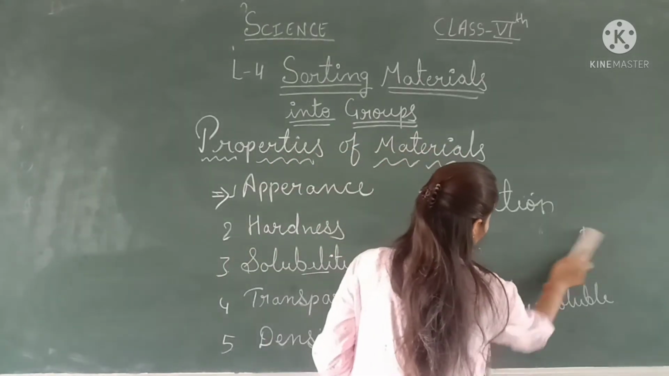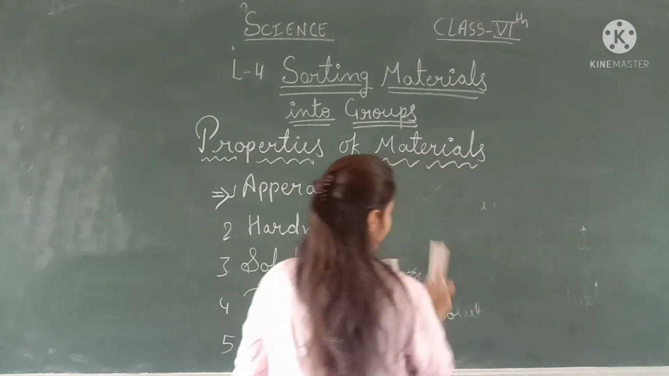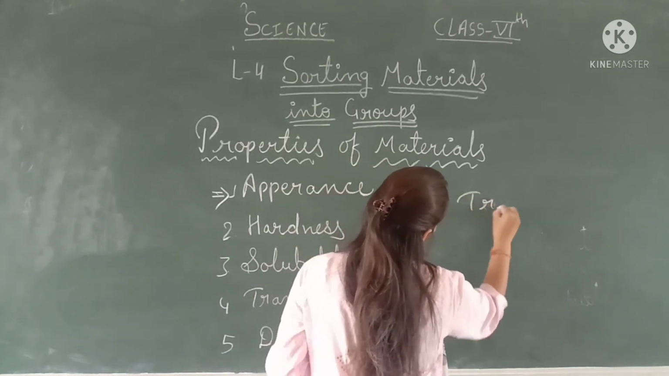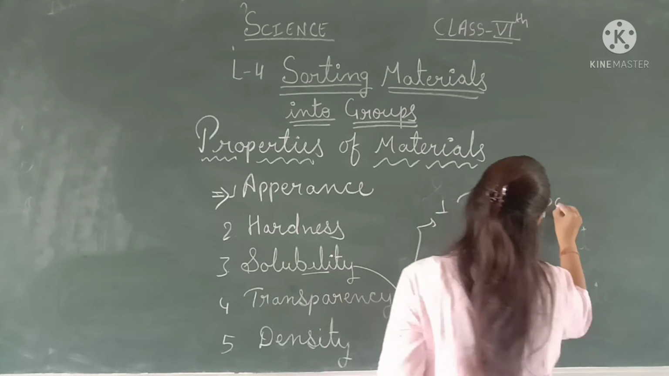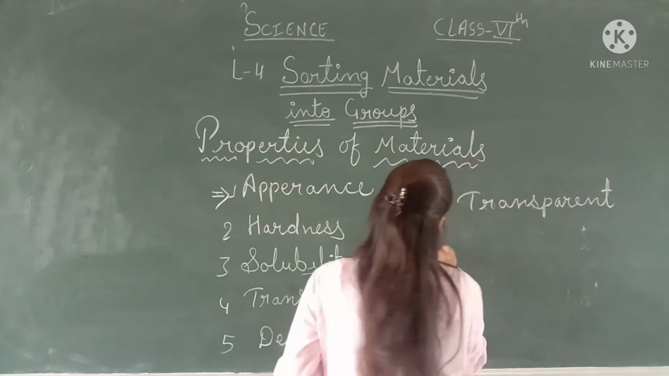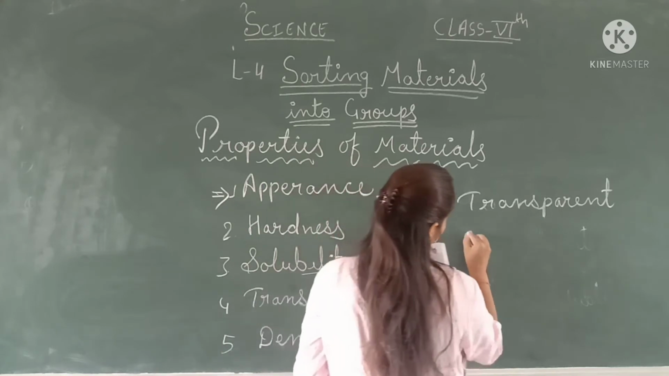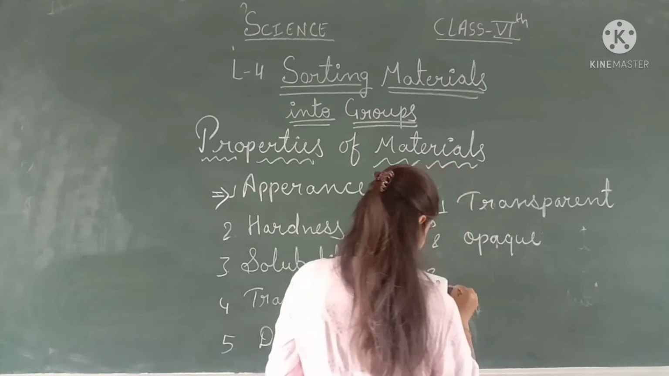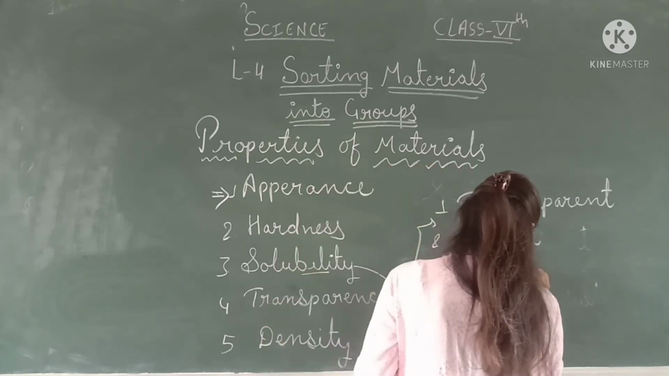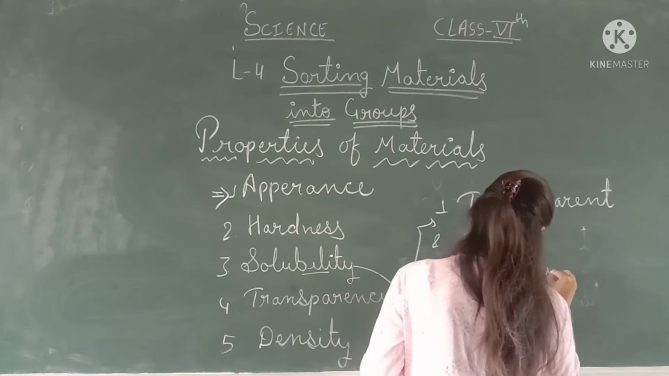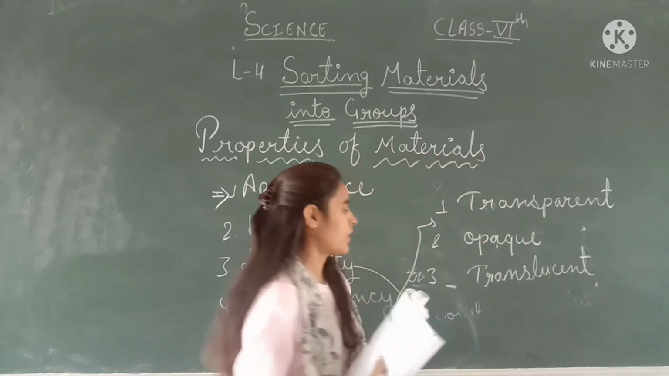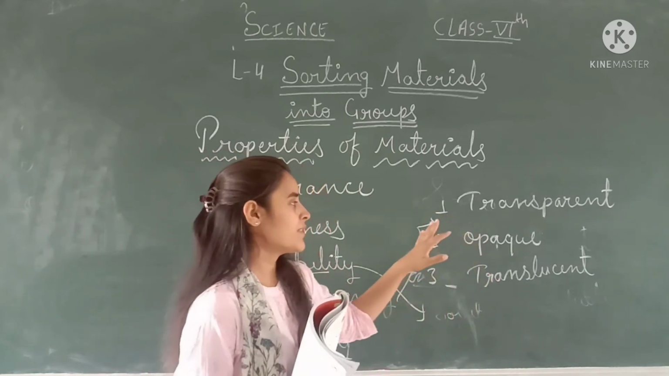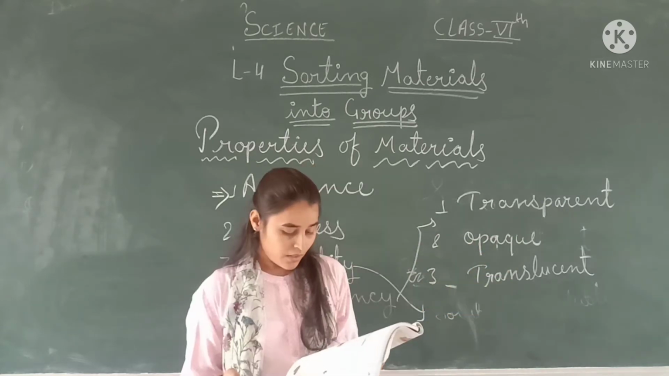First, transparent material. Second, opaque. Third one, translucent. According to transparency, we can classify materials: first, transparent; second, opaque; third, translucent.